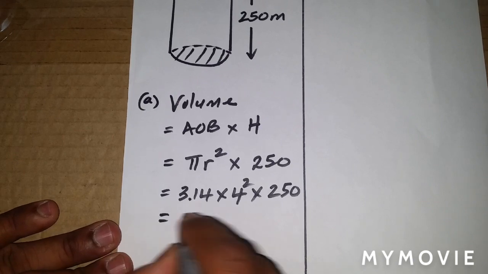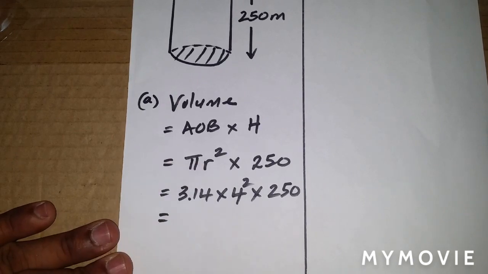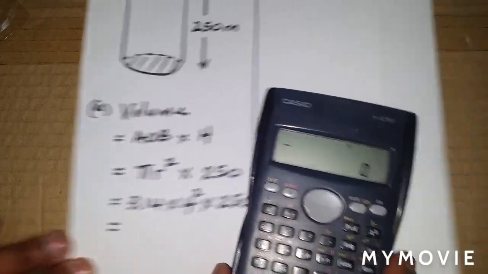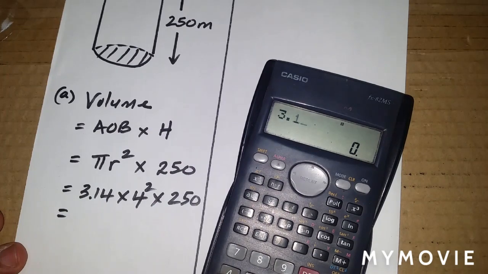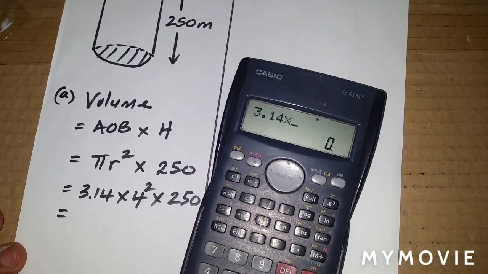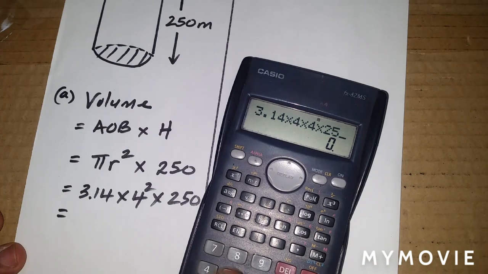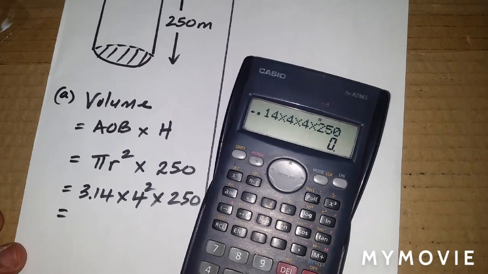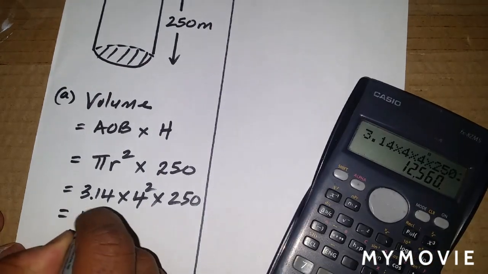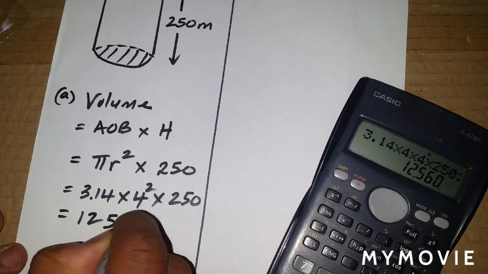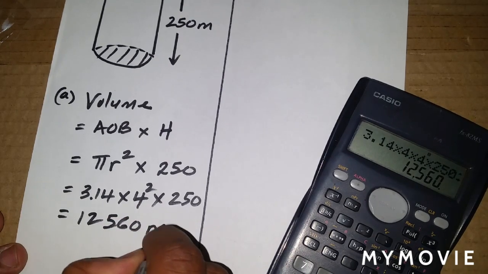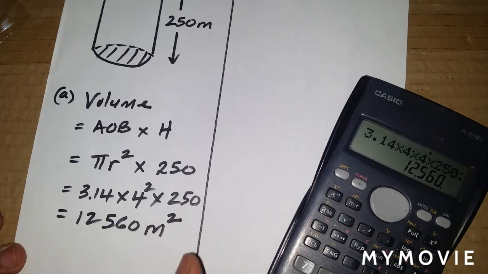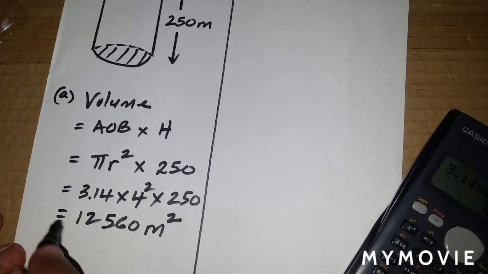So this would simply be, we're going to utilize the calculator here. We have 3.14 times 4 times 4 times 250. So that would give us 12,560 meters cubed. Now, the volume here is in meters cubed.